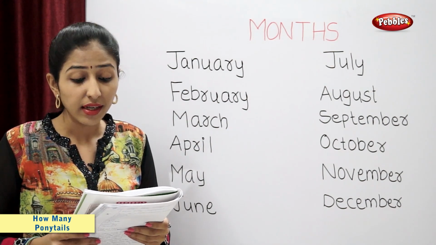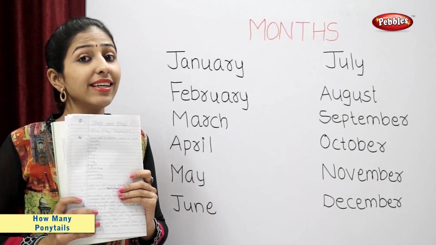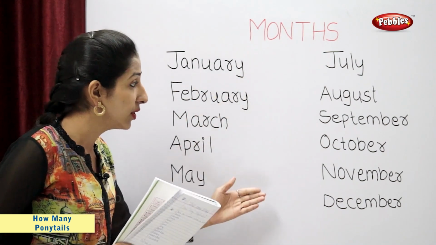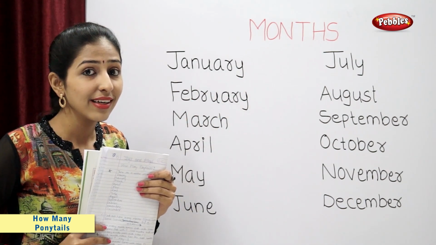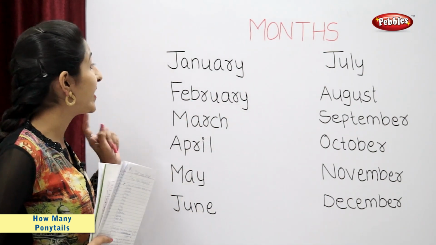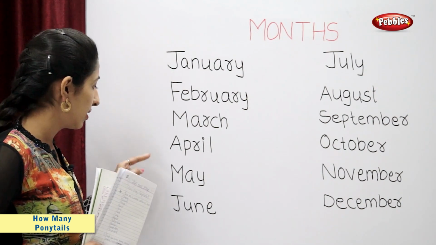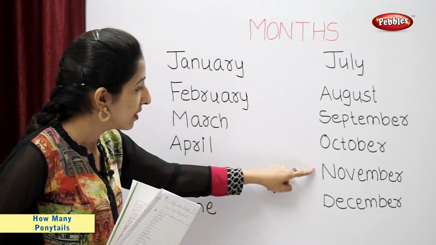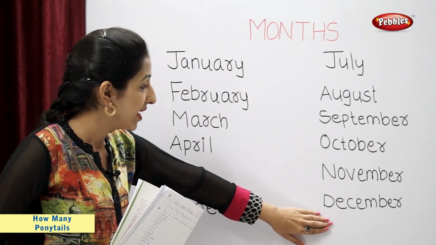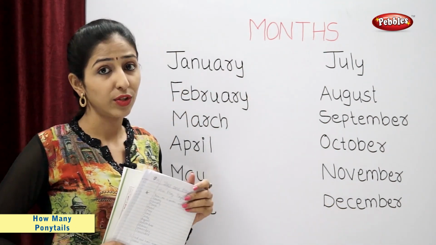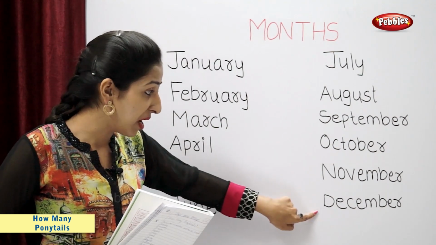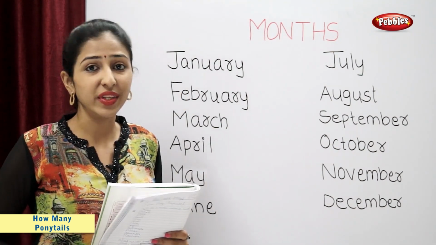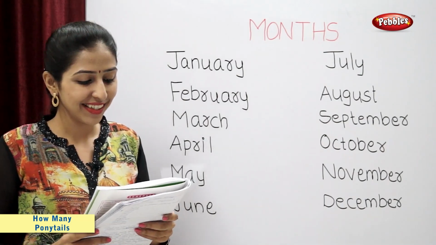How many months start with the letter D? Students, look here and tell me. Letter D. D. December. So there is one month December starting with the letter D.